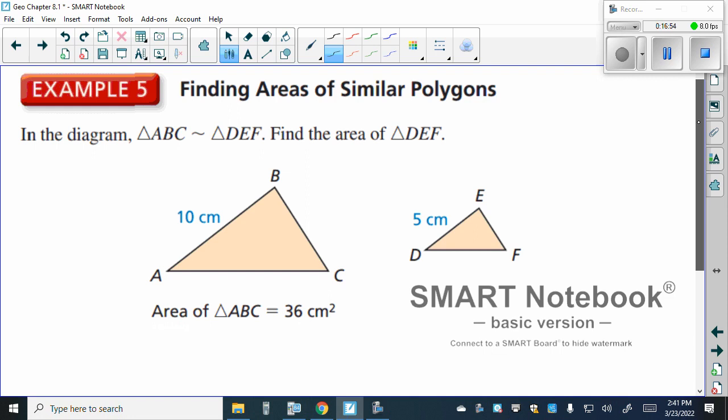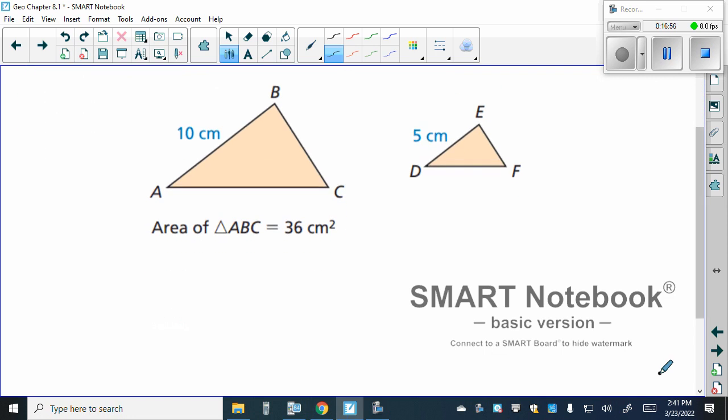So if we're looking at this here, we want to find this area, yes? Still going to use the same type of setup. We're going to have two fractions. I'll have the area of the 1 over what? Over 36, yes. And now we're going to use the side lengths to find out what the area is. 5 over 10, yes?